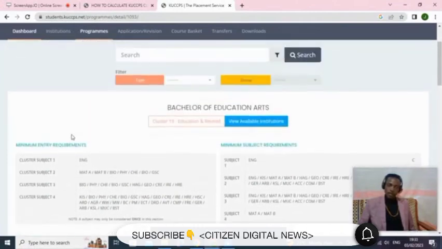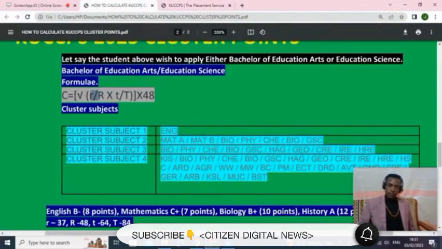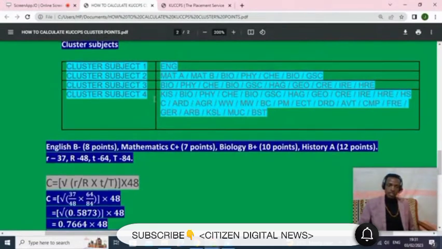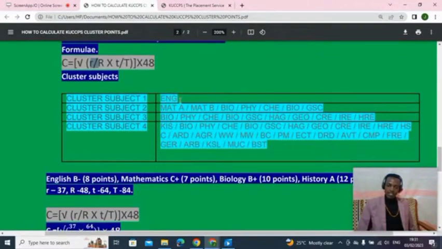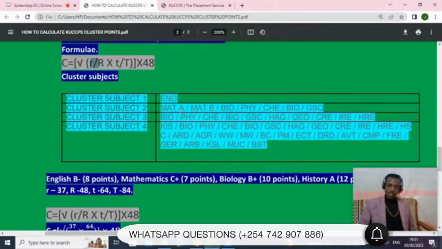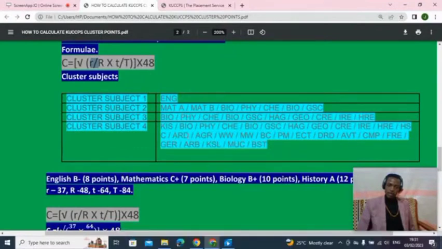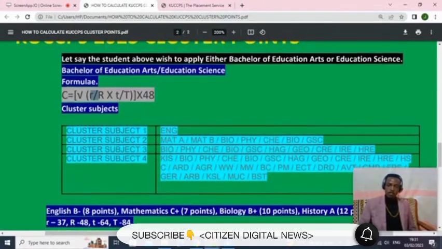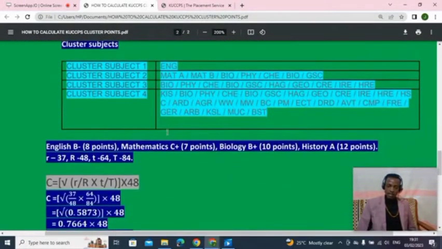Therefore, let's go back to our calculation. Here, now we have cluster subject 1, cluster subject 2, cluster subject 3, and cluster subject 4. If you scored clean A in English, that is 12 points. Clean A in mathematics, that is 12 points. Clean A in sciences, and clean A in any of the other remaining subjects, and the subject is not supposed to be repeated twice. Therefore, you will have a cumulative of 48 points in the 4 cluster subjects.